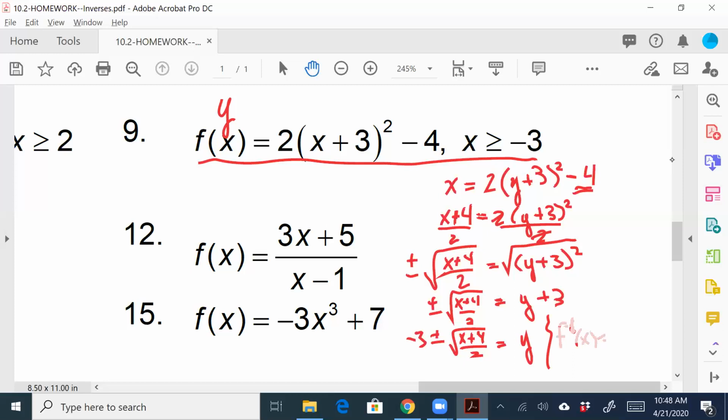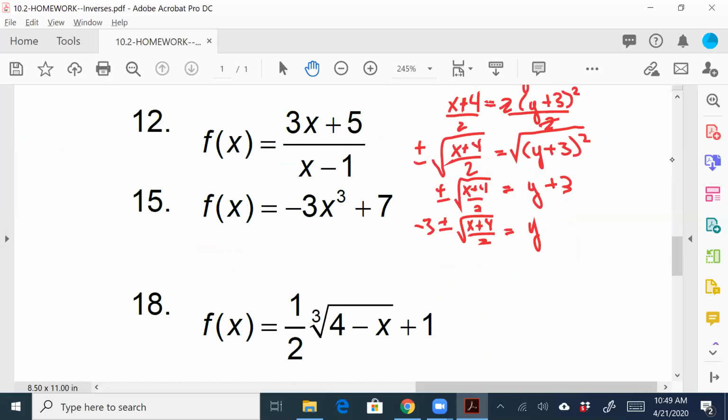I didn't leave myself space to do that here. So I'm just going to rewrite f instead of y. I'm going to write f minus 1, that's the inverse function of x, is equal to minus 3 plus or minus the square root of x plus 4 over 2.